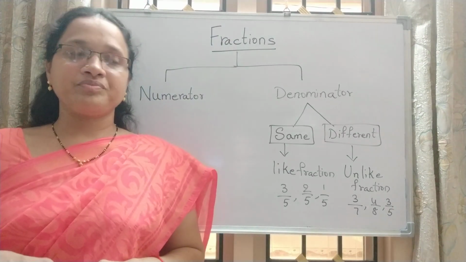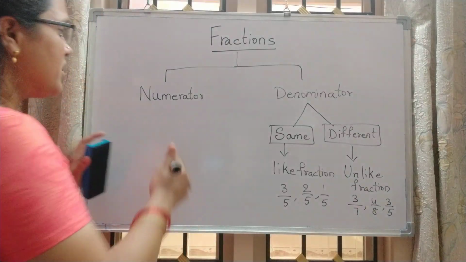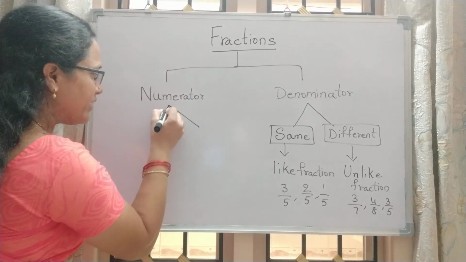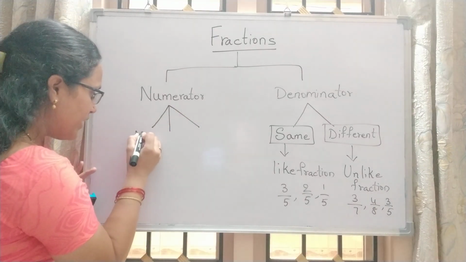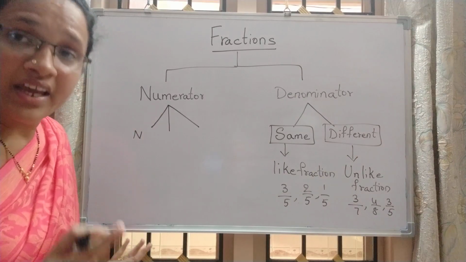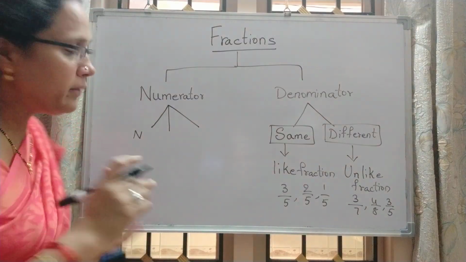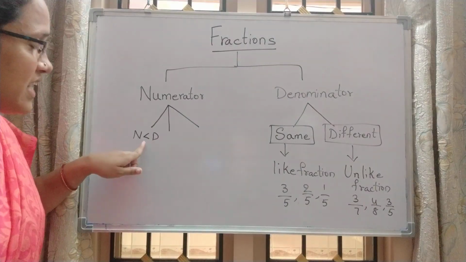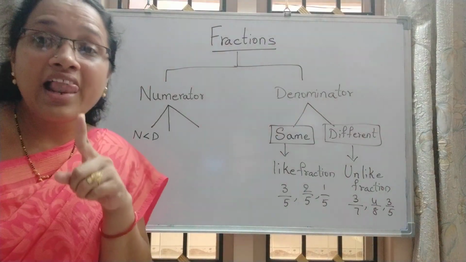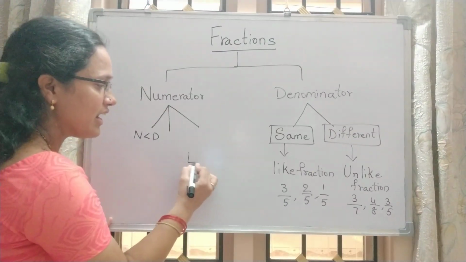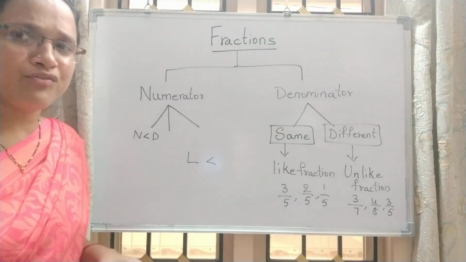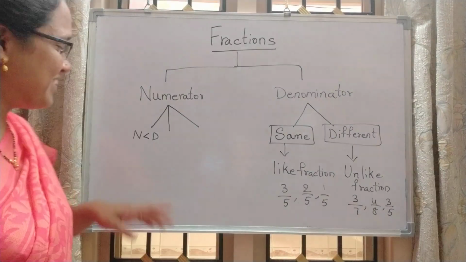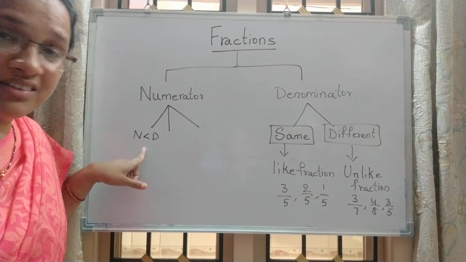So let us now come to the numerator. In the numerator, I segregated it: if the numerator is less than the denominator. You know the less than symbol, children? Yes, children. The less than symbol always looks like an L. Less than looks like this only, so don't get confused. The opposite one is more than. That is how I remember it. Okay. Numerator less than the denominator.